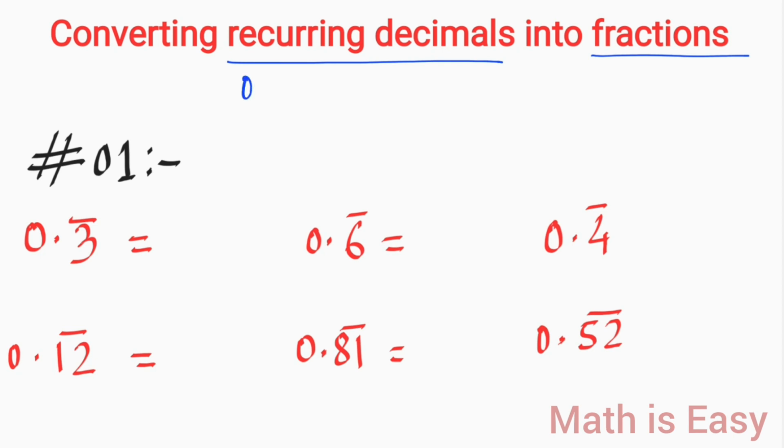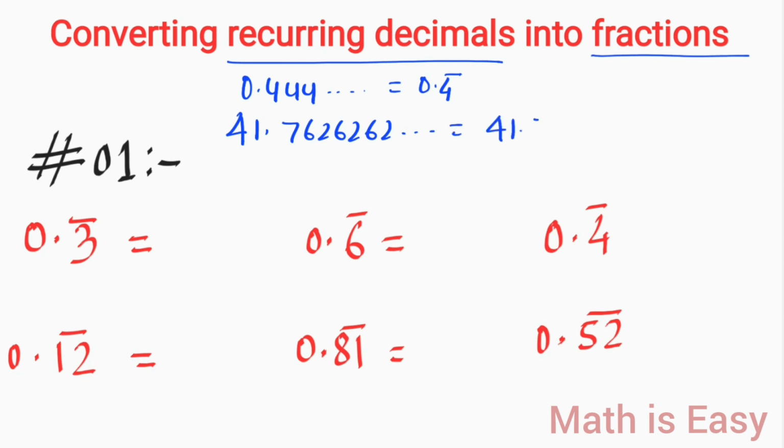For example, 0.444 dot dot dot. So it's a recurring decimal. Okay, it's non-terminating and repeating. Similarly, if we have 41.7626262 dot dot dot, it's also a recurring decimal. Okay, so we can write this in this form. We put a bar on the numbers that are repeating, and it is 41.762 with a bar on the repeating part. So these are called recurring decimals.